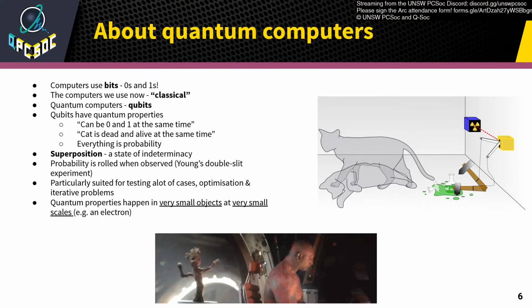problems where you're testing a lot of cases, or optimization and iterative problems. Needless to say that quantum properties only happen in very small objects at very small scales, such as electrons. So you wouldn't be walking on the street one day and you'll see a cat walking towards you, both dead and alive at the same time. That doesn't happen.